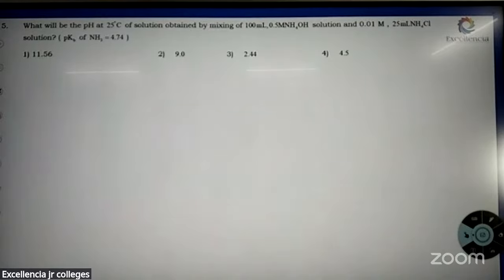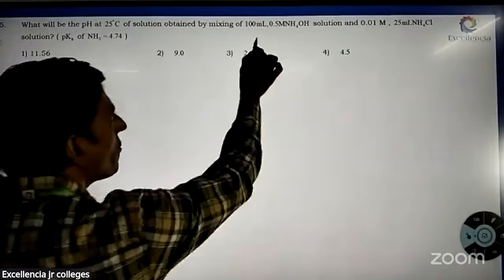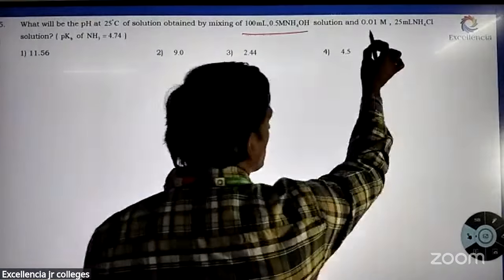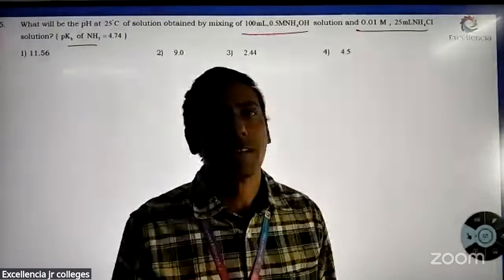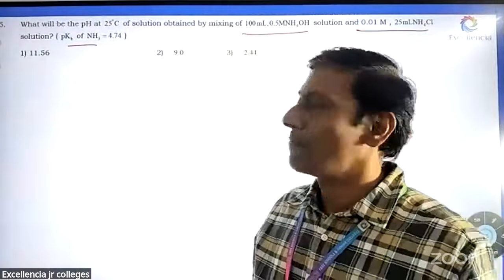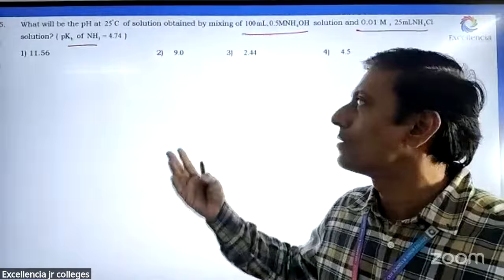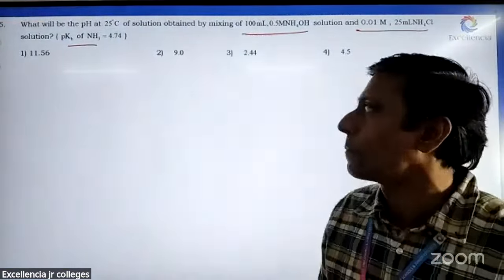What will be the pH at 25 degrees centigrade of the solution obtained by mixing 100 ml of 0.5 molar ammonium hydroxide and 25 ml of 0.01 molar ammonium chloride, and they give pKb. By reading the question itself, this session looks somewhat easy to moderate. We are coming across normal questions here, not that complicated.